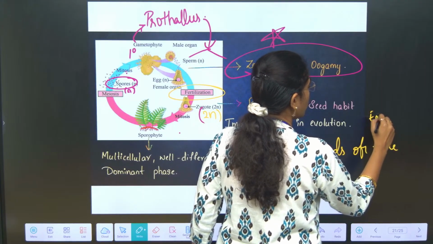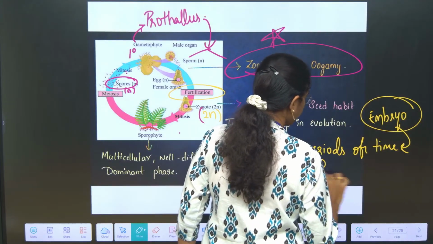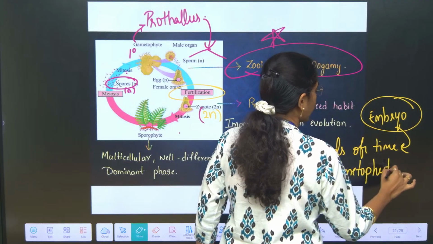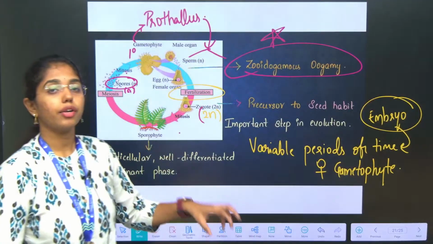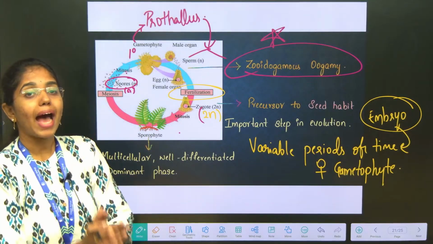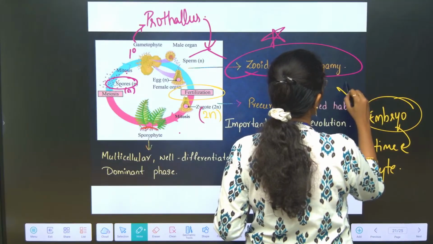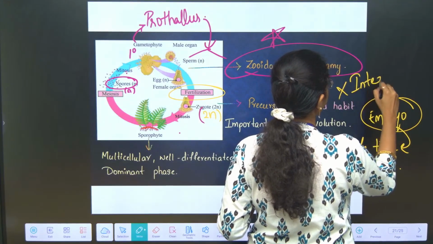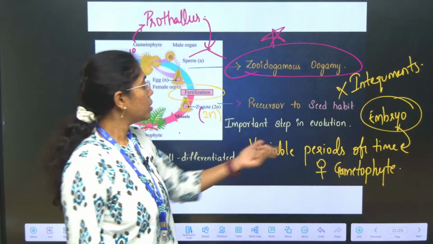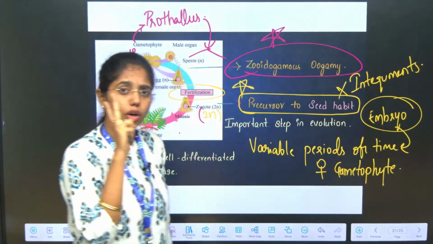The embryo is retained for variable periods of time inside the female gametophyte, but it is not completely retained because of the absence of integuments. So the embryo being retained for variable periods of time is termed a precursor to seed habit.